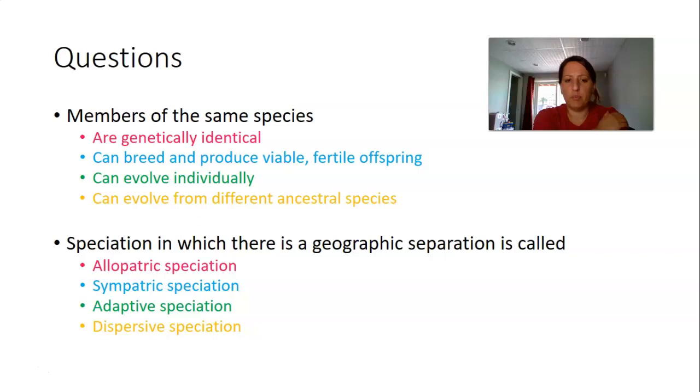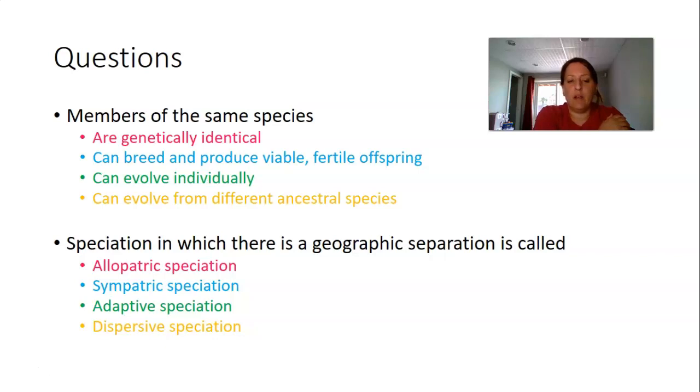So hopefully you answered blue. Let's look at these a little bit. So red, they are genetically identical, not 100%. No, members of the same species definitely have genetic variability that comes out in variation of the species. We're not all identical on the inside or the outside, right? And that's all dictated by our genes, so we are not genetically identical.